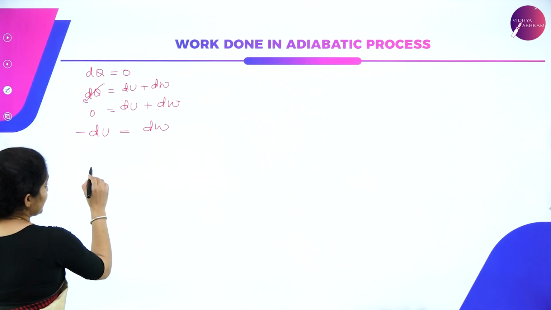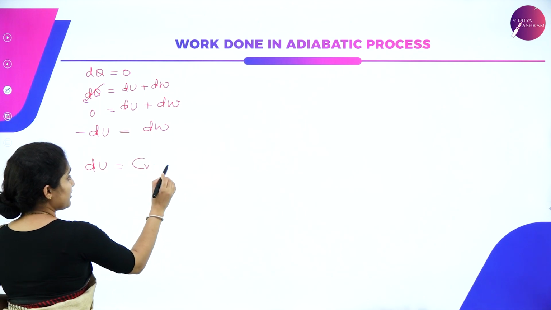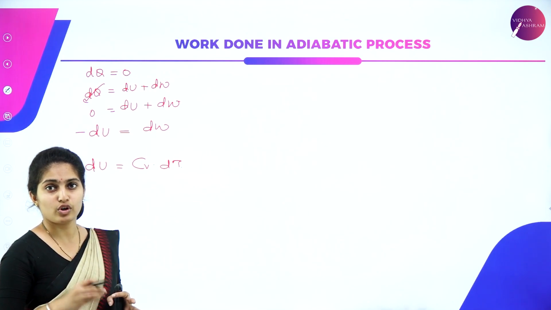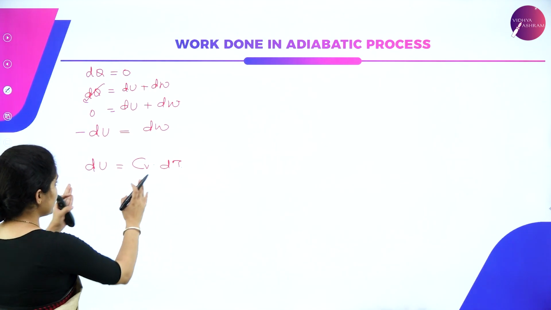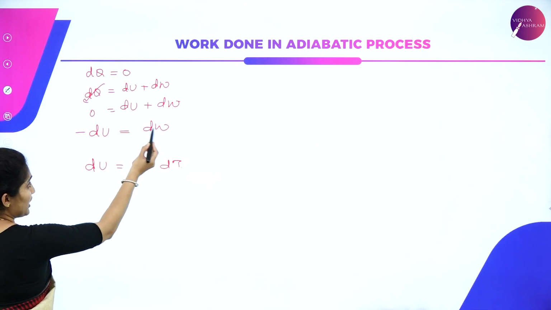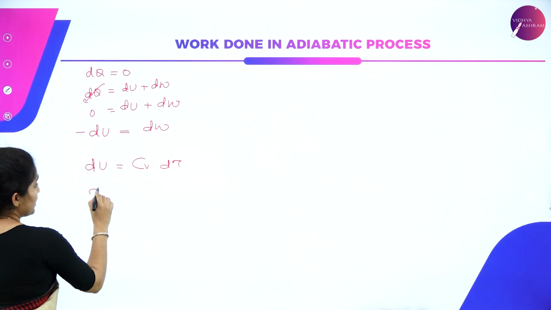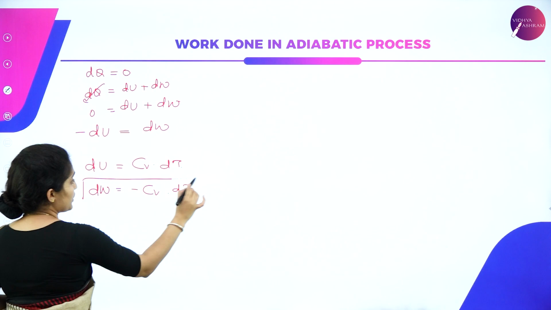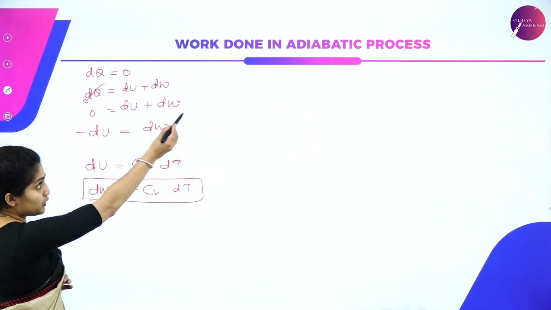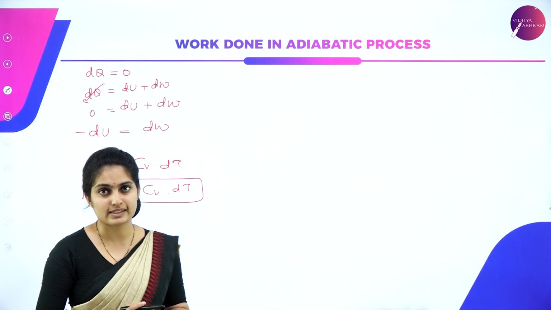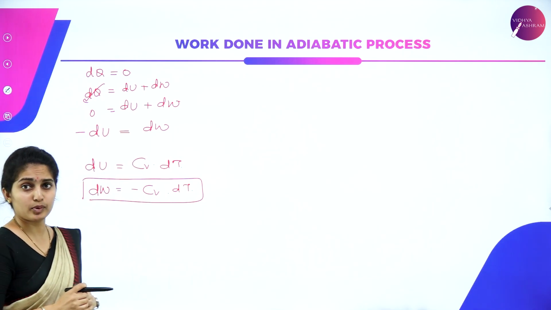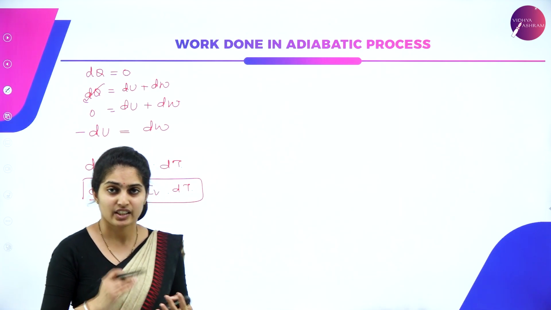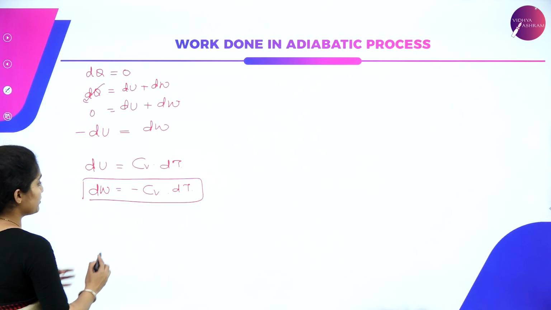Now we know dU is Cv dT, applying the specific heat capacity at constant volume of 1 mole of a gas. So dW is equal to minus Cv dT is the equation we will have in order to proceed for the work done in the adiabatic process. In this adiabatic process, heat is not exchanged, but the temperature varies from T1 to T2. So between that limit, we will have to set up this work done.